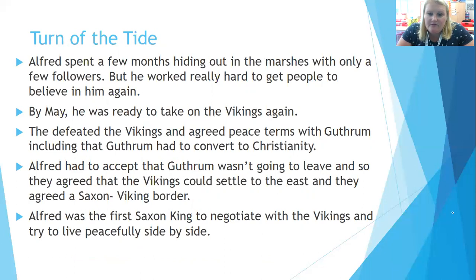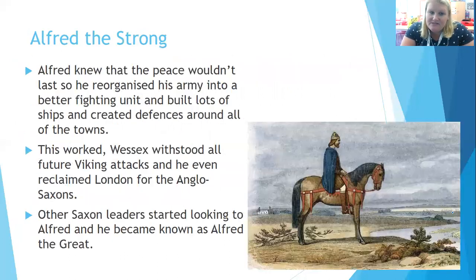Alfred agreed that the Vikings could settle to the east, and they had the first Saxon-Viking border. So the Vikings had some land, the Saxons had the rest of the land, and they would live separately. Alfred was the very first Saxon king to negotiate with the Vikings and try to live with them peacefully. No one had done this up to this point, which is why the raids had been so brutal. So Alfred was different. He was also known as Alfred the Strong. So Alfred the Grey, Alfred the Strong.